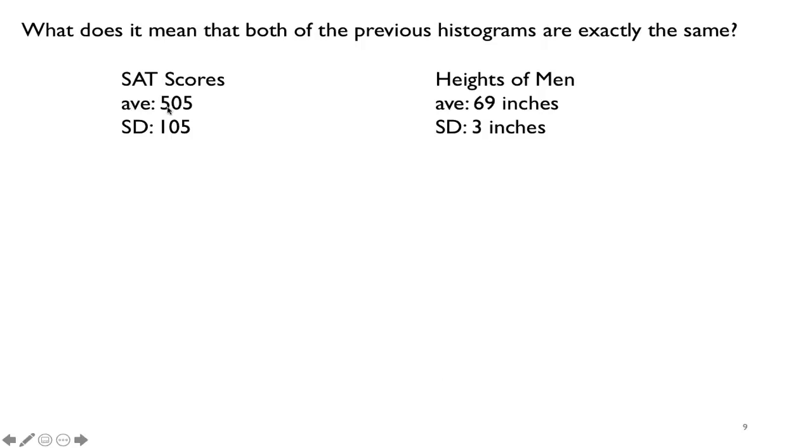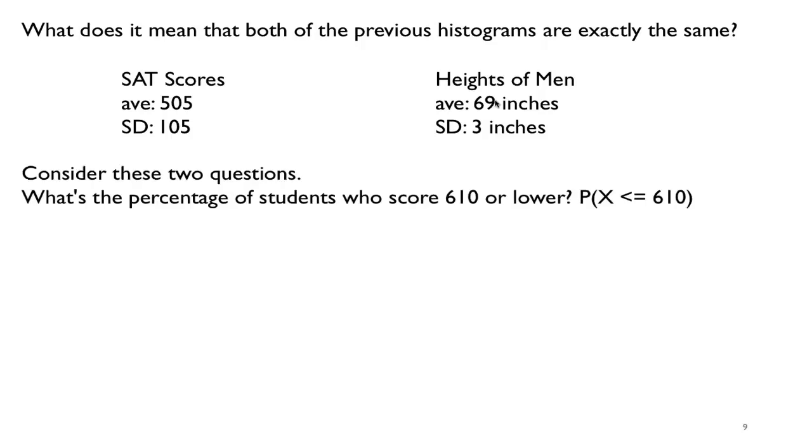SAT score, average 505, SD is 105. The average height is 69. The SD is 3. Suppose we look at two questions. So we want to know maybe what is the percent of students who score 610 or lower on the SAT score. In other words, the notation here is what's the probability, or what's the percentage, of people whose score is 610 or less.